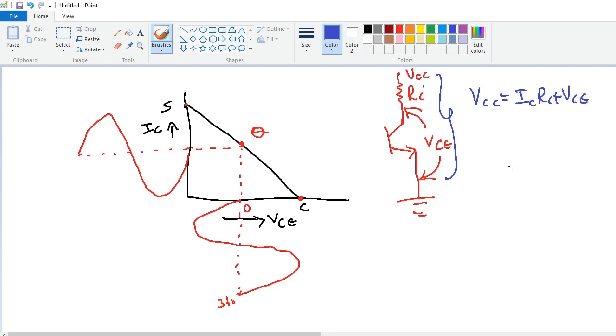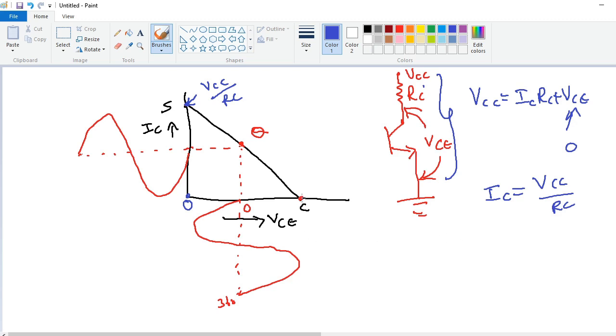So I want the IC value at the saturation point. At this point, observe the VCE value: VCE is 0. So put VCE equal to 0, and IC is equal to VCC by RC.